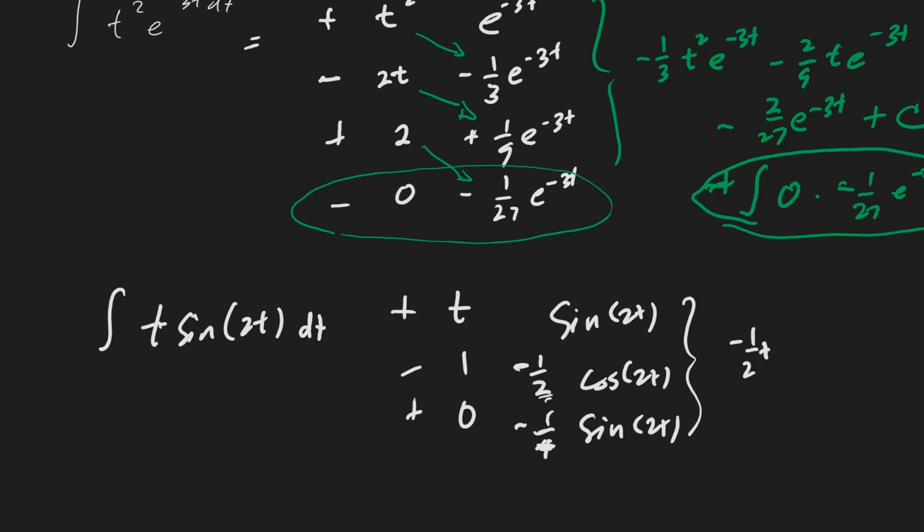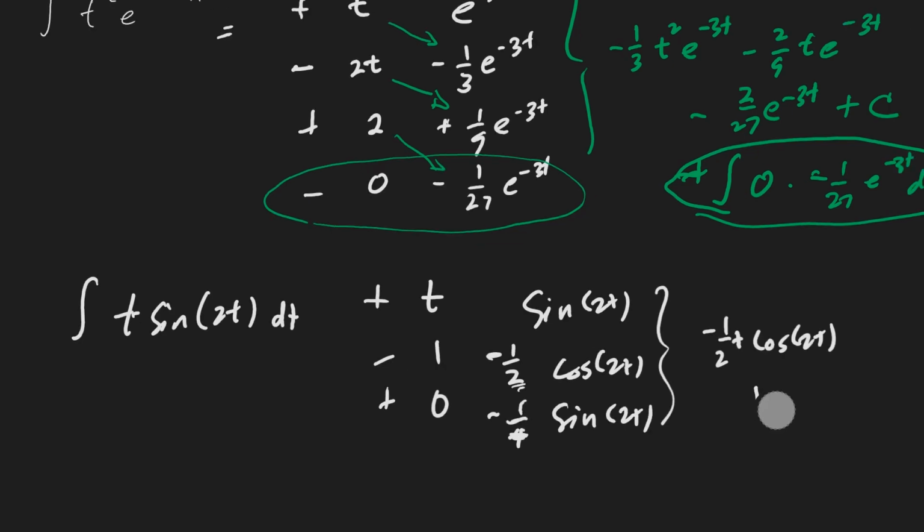All right, so then I'm going to have minus 1/2 t cosine of 2t, and then plus 1/4 sine of 2t plus c. Good, so that's a t there.